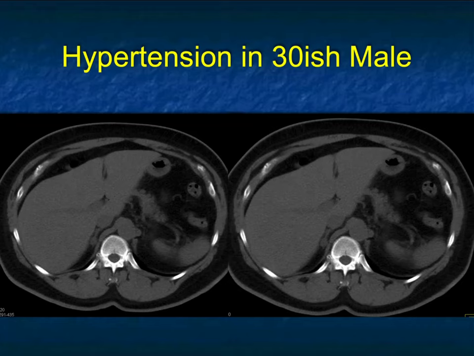If you look at this case, there's an incidental lesion. This patient had hypertension, so maybe that's not incidental, but they were getting a CT for, I think, a stone protocol, and you see a 1 centimeter plus lesion in the right adrenal gland.